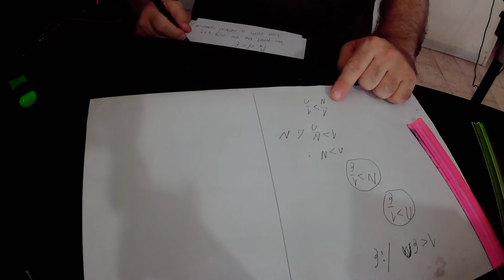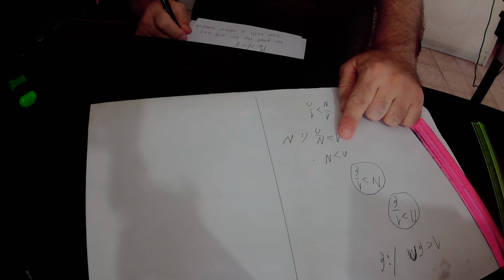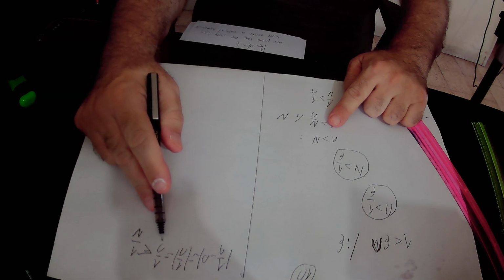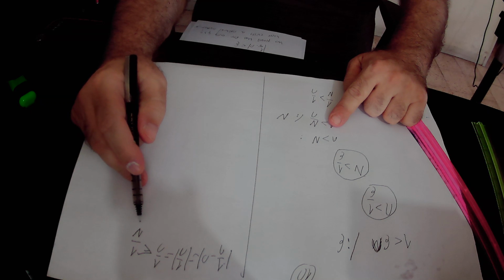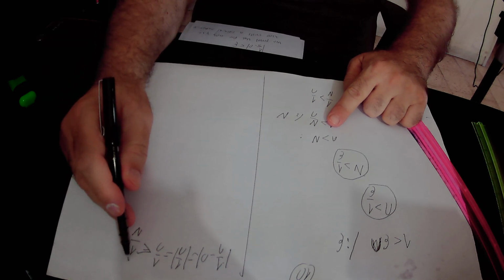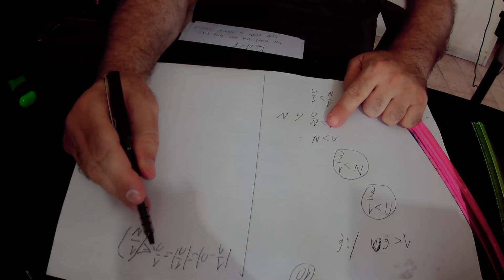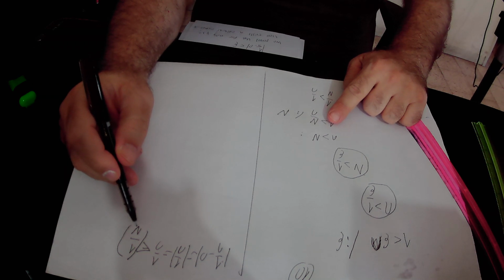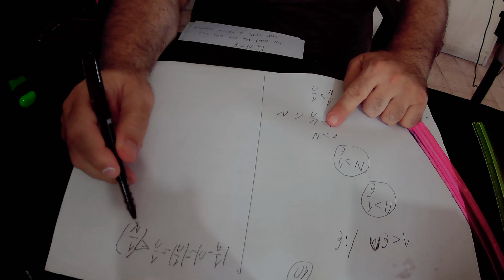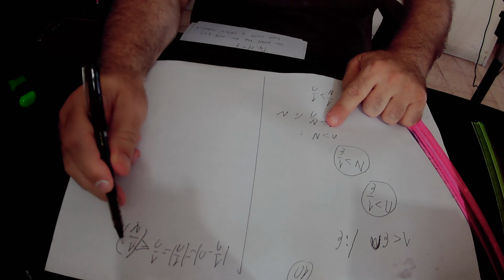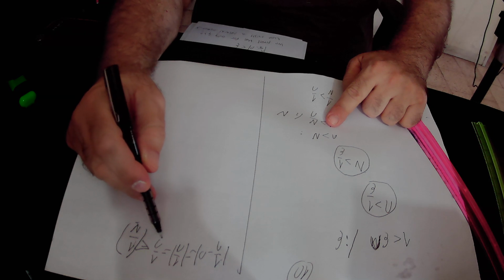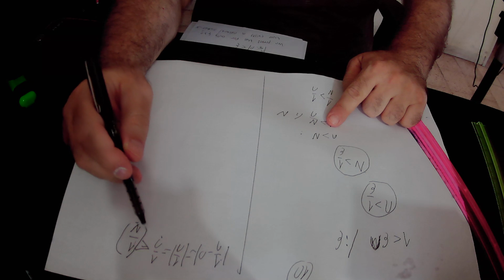Again, we know that n is bigger than capital N. So we substituted n by capital N. So we made the denominator smaller, and therefore the number itself will be greater. Again, capital N is smaller than n. Therefore, 1 over capital N must be greater than 1 over n.